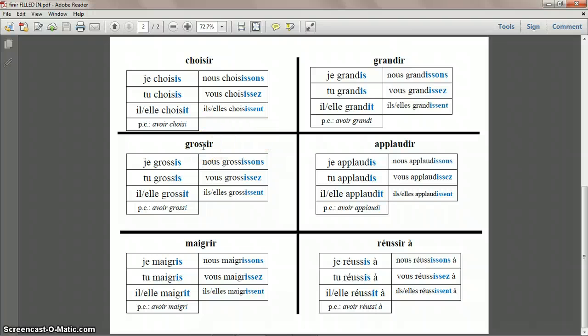Grossir, to get fat, or to fatten. Je grossis, tu grossis, il, elle grossit. Nous grossissons, vous grossissez, il, elle grossissent. Applaudir, to applaud. J'applaudis, tu applaudis, il, elle applaudit. Nous applaudissons, vous applaudissez, ils, elles applaudissent.